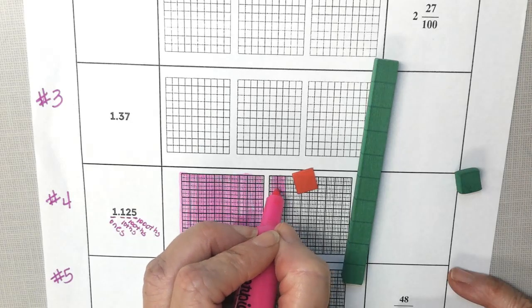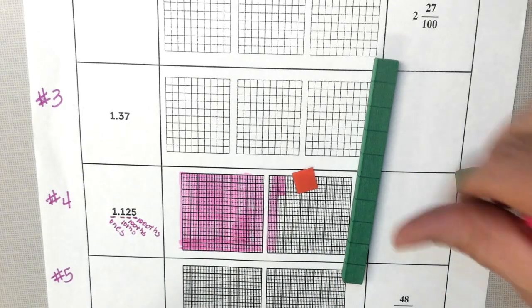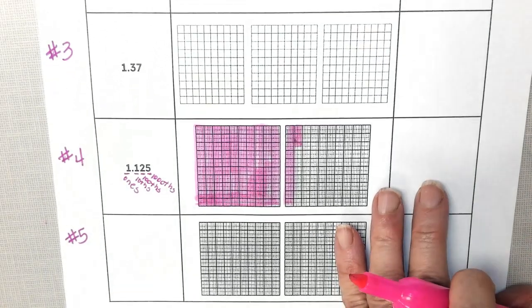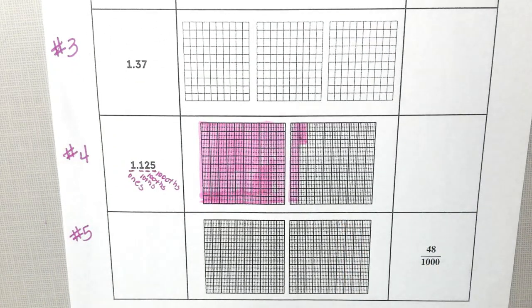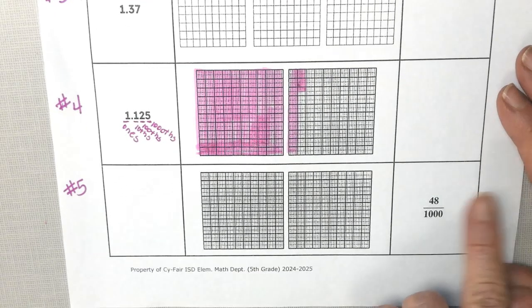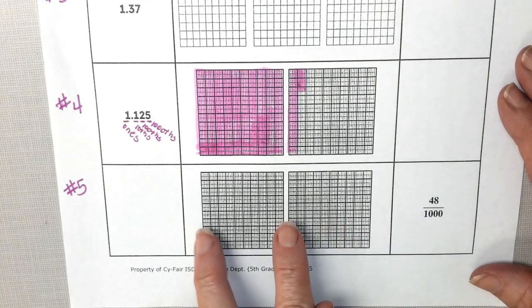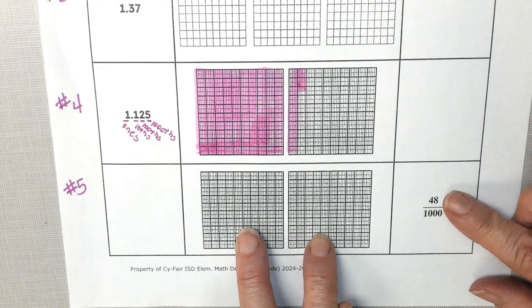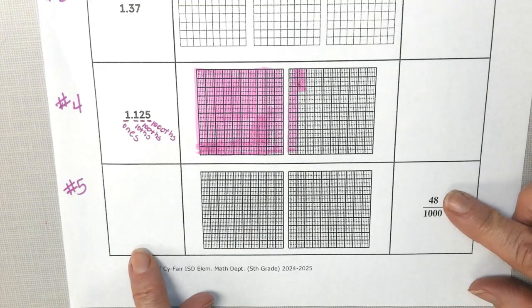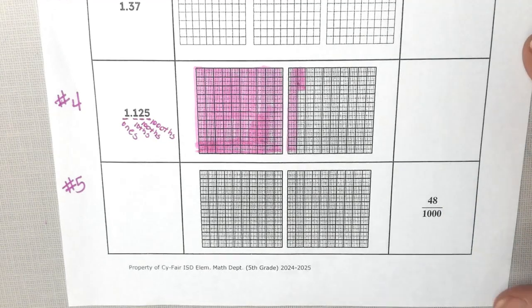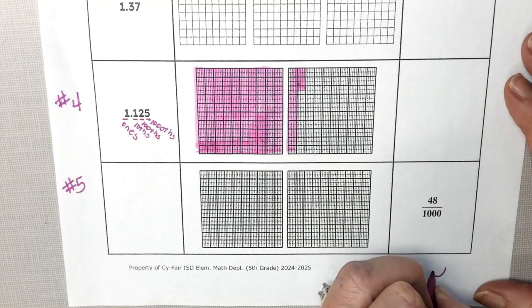And now that I have my shading, I'm able to go back and write my fraction. For number 5, they've given you the fraction. It's your responsibility to shade in the fraction quantity correctly and then write that as a decimal. So that I know that you have listened to this paper and to this video carefully, I want you to write a little smiley face down here.